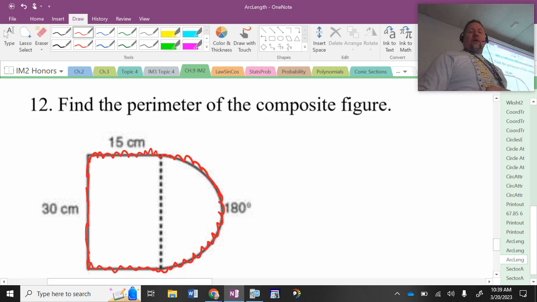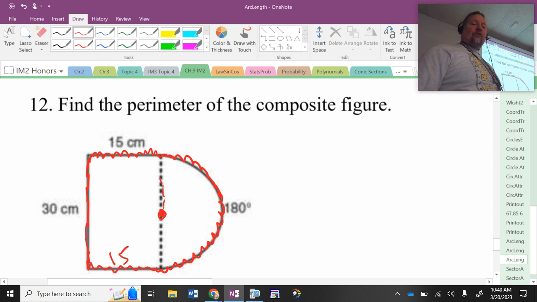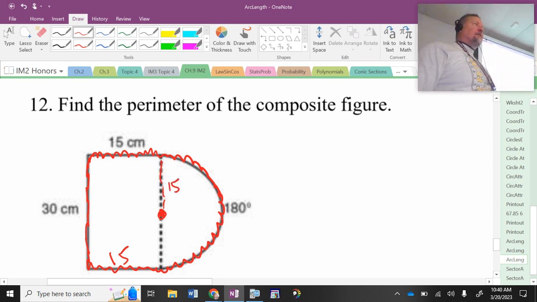Okay. So obviously this has to be 15. We can assume that we have a rectangle there. What I don't need is that 30. But I do need this 30 to come up with the radius. And that happens to be luckily another 15.